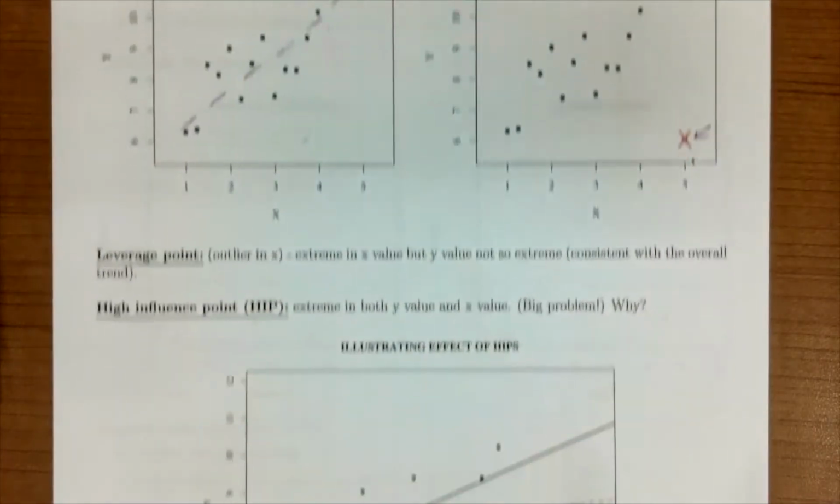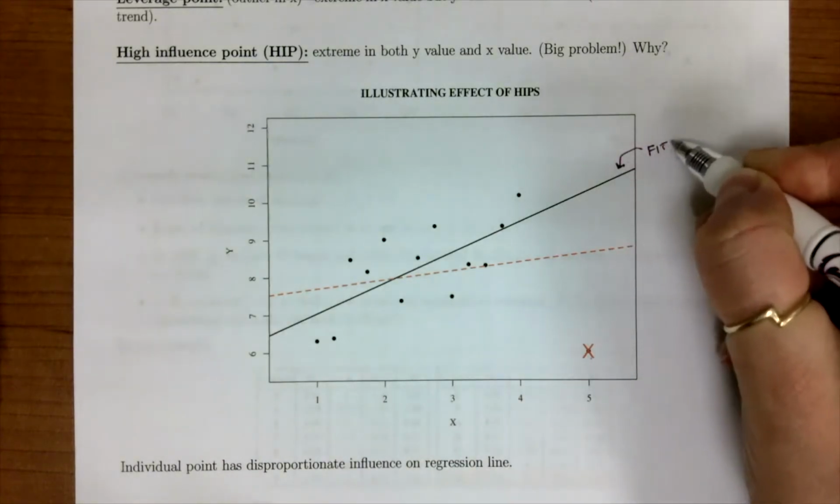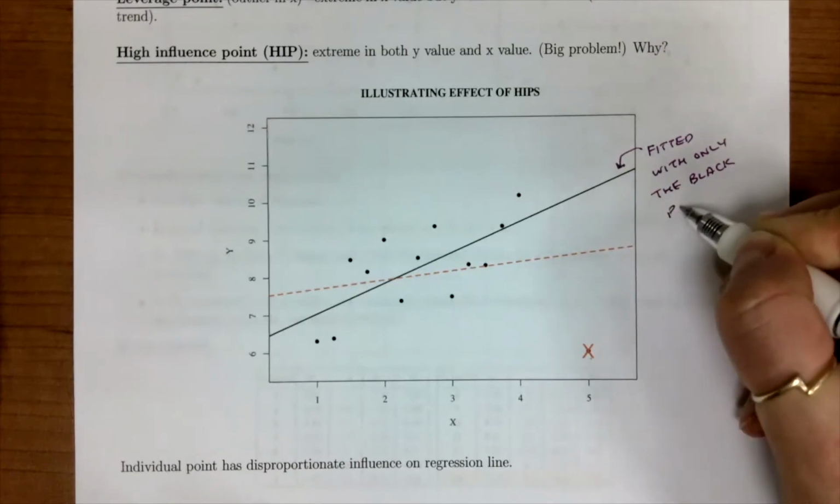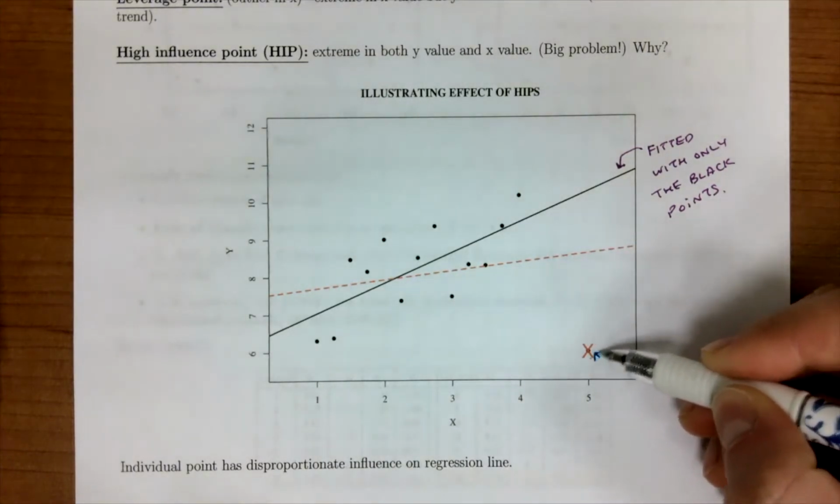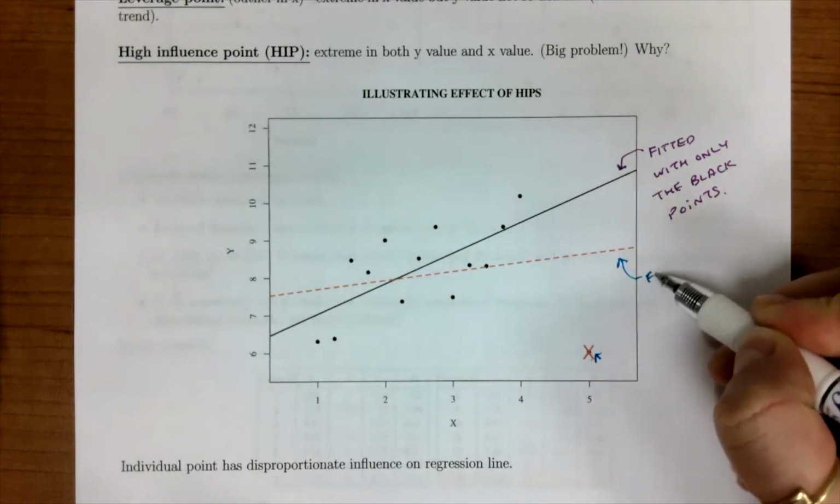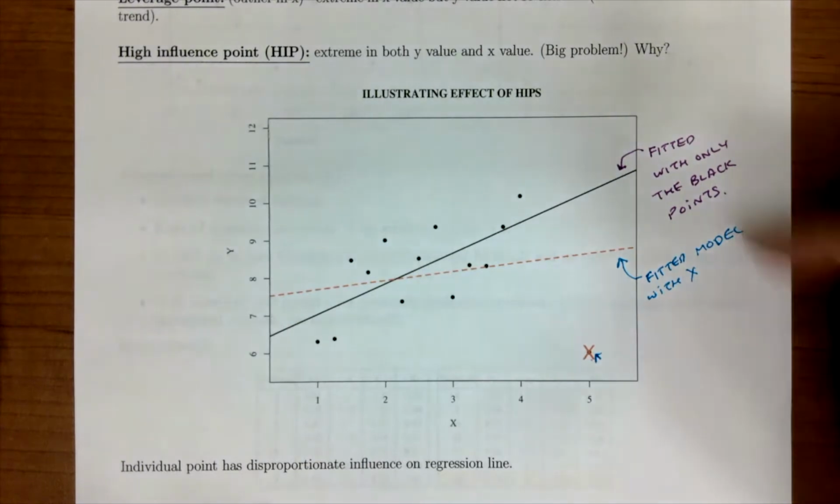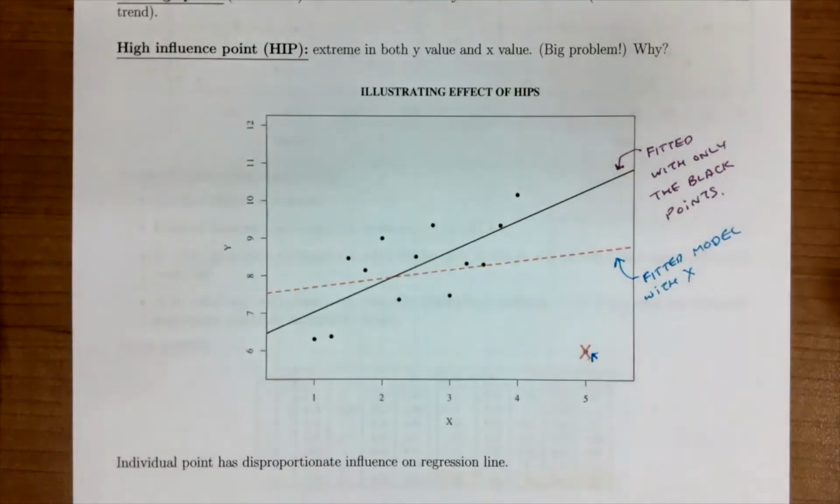What issues? Well, if we were to scroll down to this picture, I'm trying to demonstrate the effect of this point in and not in the model. So if we had all these black points and we fit our regression line, we would expect this. So this is fitted with only the black points. Okay. Now, if we were to include this outlying point, our new fitted model would be this red one with X. So hopefully you can notice that this point by itself is causing a lot of influence on our regression model, or estimating our betas. So this individual point has a disproportionate influence on our regression line.